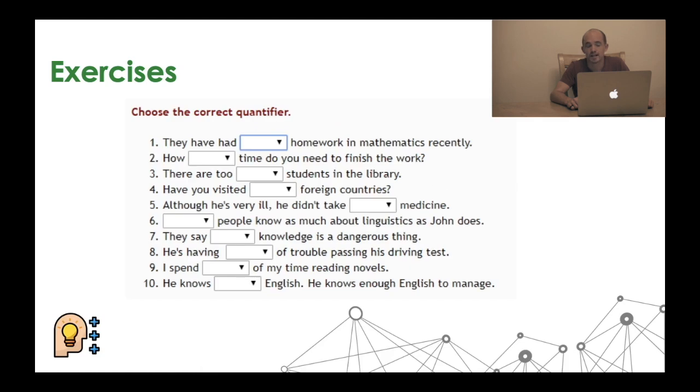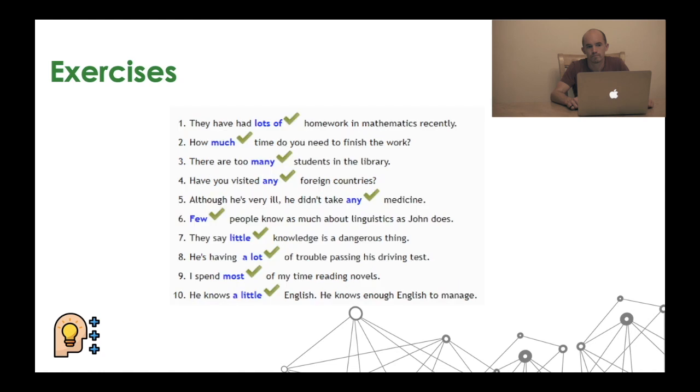For the next exercise, with the following 10 statements, choose the correct or an appropriate quantifier to go with the noun. You can go back to the table of quantifiers if you need to remind yourself. Now take a moment to look at the answers and make any corrections if necessary.